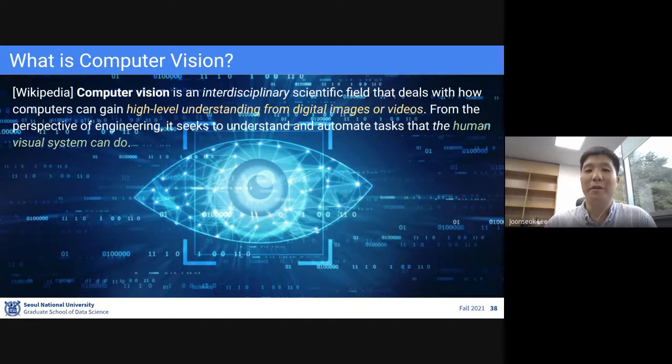So what is computer vision? I brought this definition from Wikipedia. Computer vision is an interdisciplinary scientific field that deals with how computers can gain high-level understanding from digital images or videos. Digital videos or images, that's what I called how a machine understands the video. And high-level understanding is how a human understands the video. Basically, this is the same as implementing the role of our eyes in computer systems. Here it says that it seeks to understand and automate tasks that the human visual system can do. So it is basically making our eyes in the computer systems.